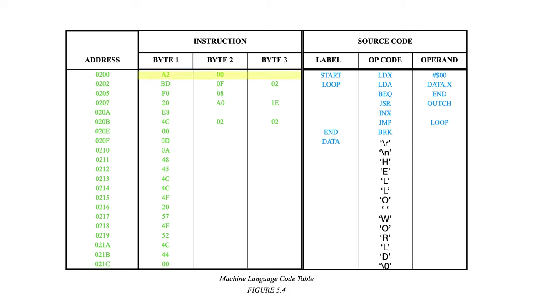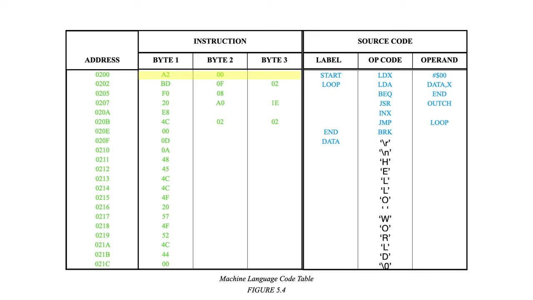There's no such thing as a label in machine code, so you'll notice there's no equivalent on the machine language side for the start label that's on the assembly language side. Labels all get thrown away when you convert from assembly to machine language, and that's going to be an important thing to be aware of later in the video when we talk about disassembly.